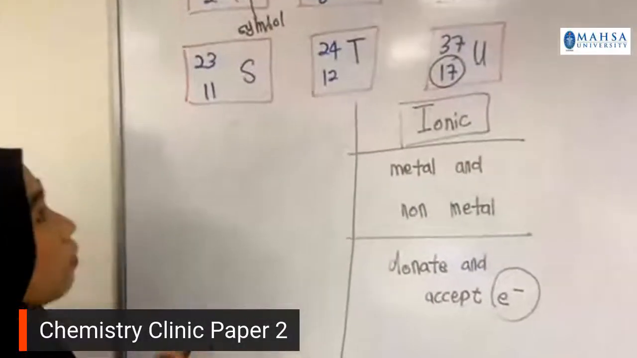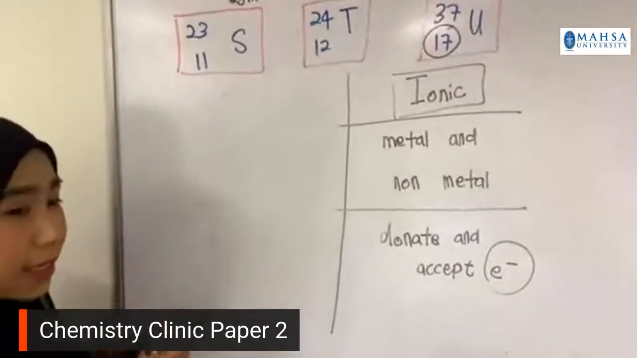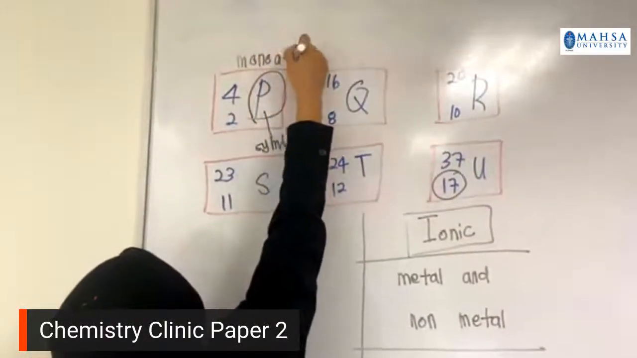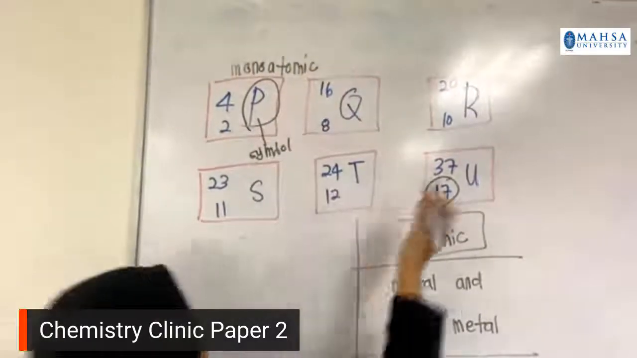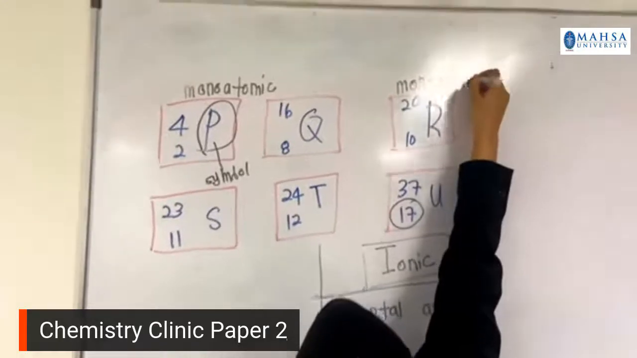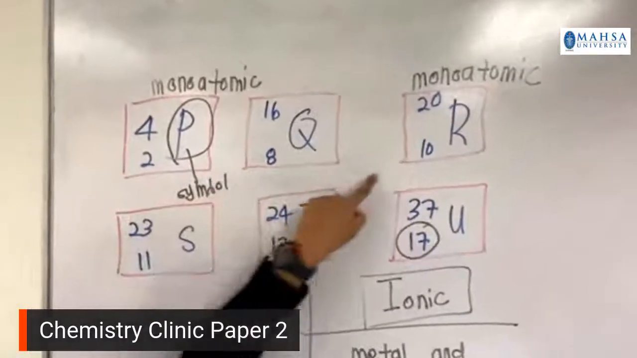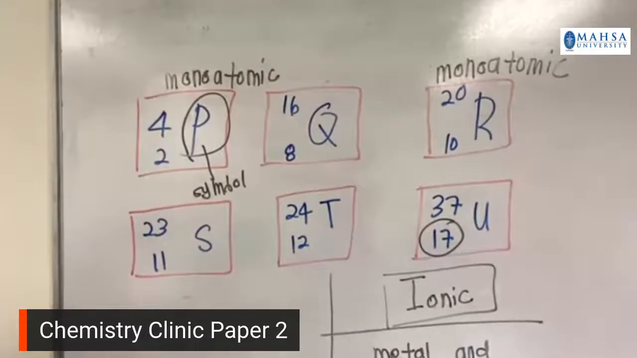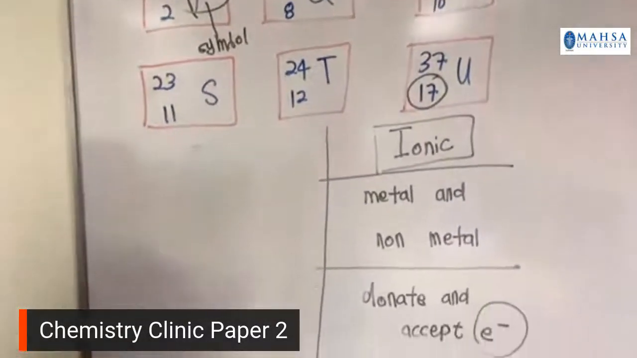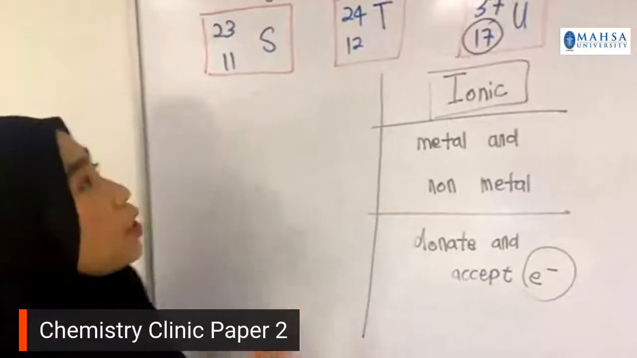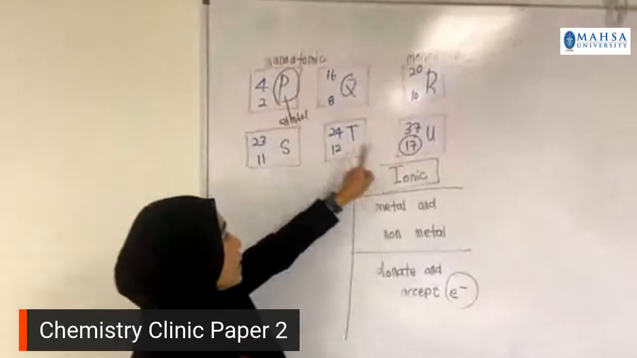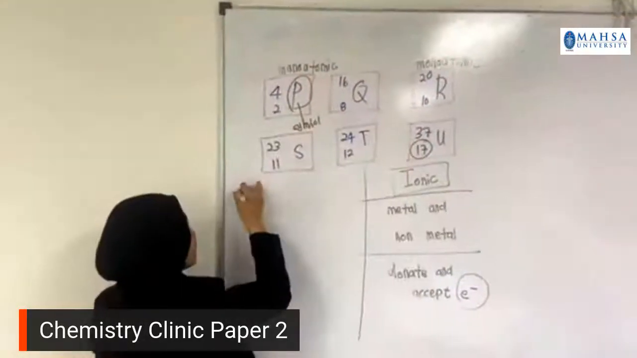Remember before this, we had a question on the monoatomic gas. Monoatomic gas is element P as well as element R. So when element P and element R are already considered as noble gases, you cannot include them in the ionic or covalent bond. Why? Because it's already stable and no need to make any bond. So now your options are Q, S, T, and U.